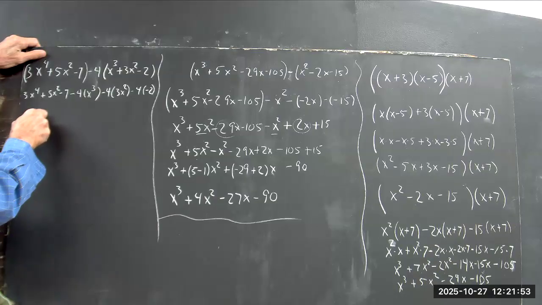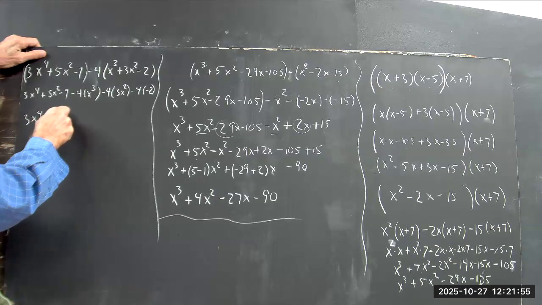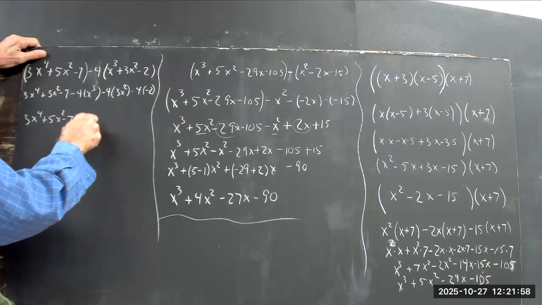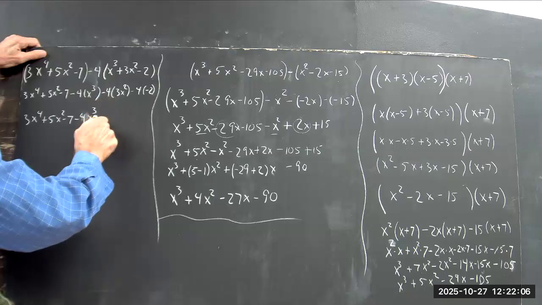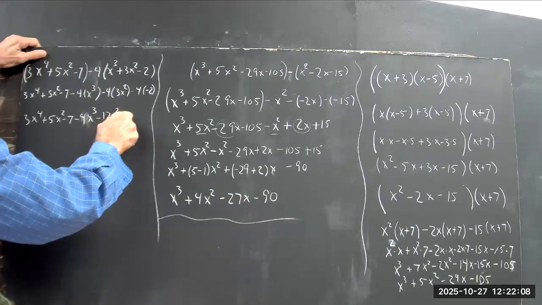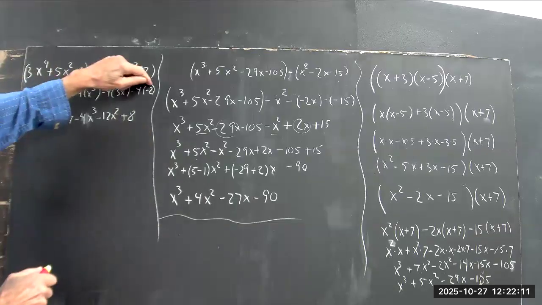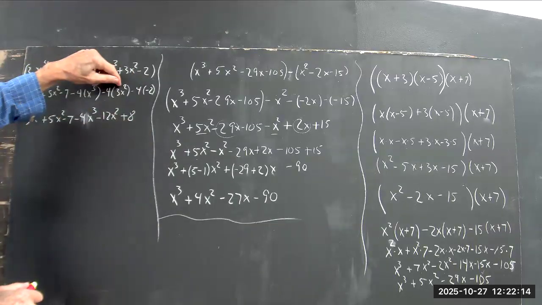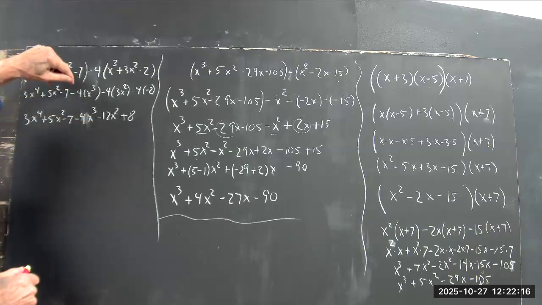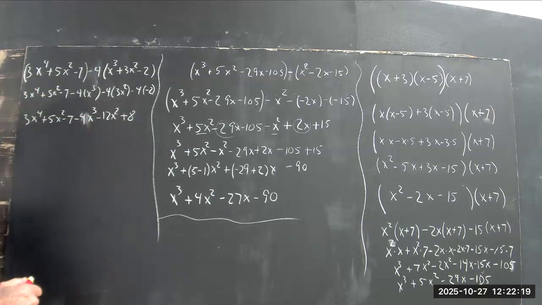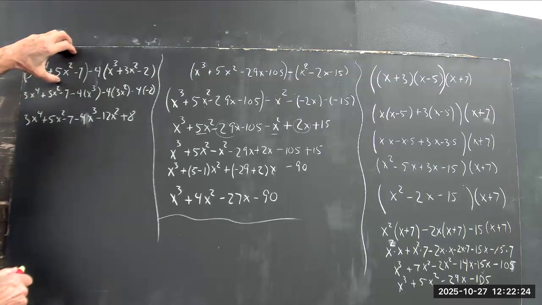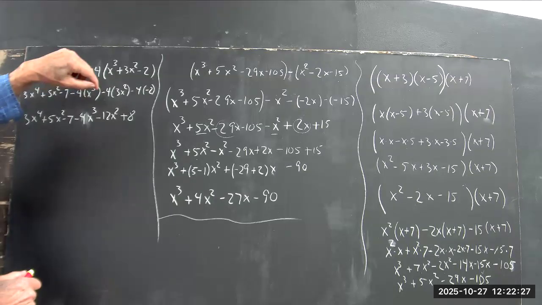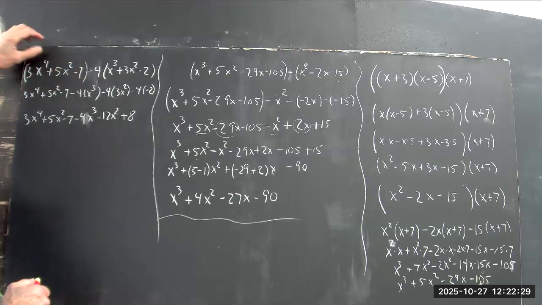Well, that gives you 3x to the 4th plus 5x squared minus 7, minus 4. Try to multiply the 4 by the 3. Do what my eye does. Minus 12x squared plus 8. Minus 4 times negative 2 is 8. Minus 4 times 3x squared is minus 12x squared. Minus 4 times x cubed is minus 4x cubed. So we have 3x to the 4th plus 5x squared minus 7, just what we originally had, and then minus 4x cubed minus 12x squared plus 8.